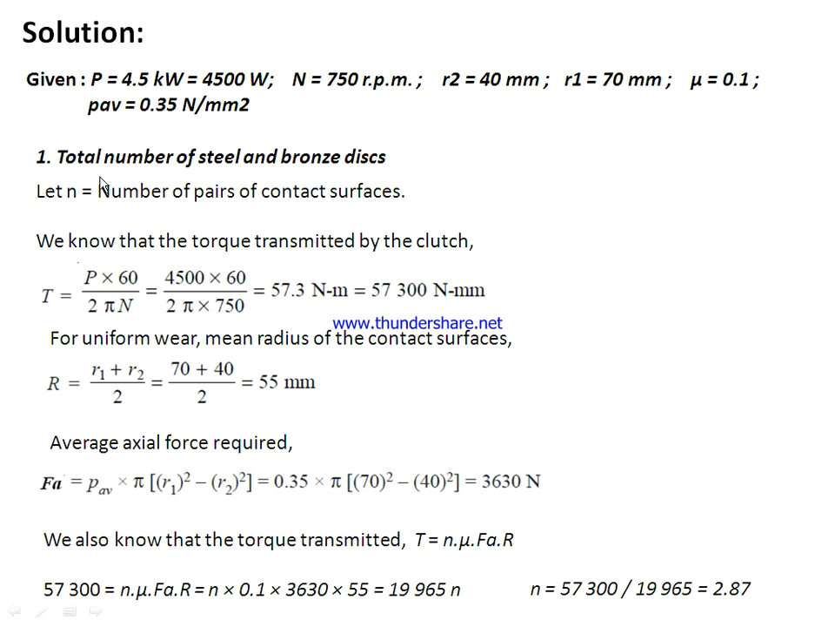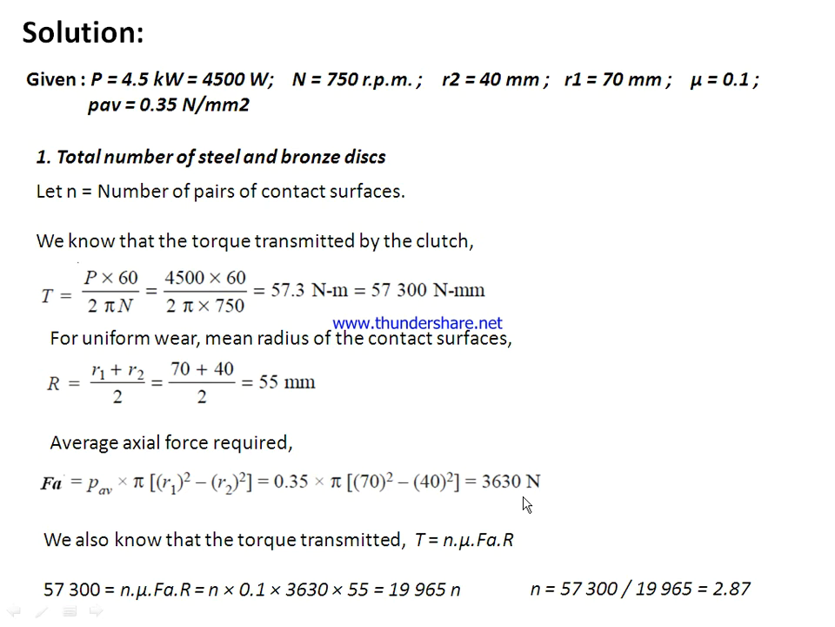Now first of all, we will determine the total number of steel and bronze discs used in this multi-plate clutch. Let n be the total number of pairs of contact surfaces. Now we know this torque equation. Using the torque equation, find out the torque. Here the value of power is substituted and n is substituted. Now for uniform wear, mean radius of the contact surfaces, as I mentioned, unless and otherwise stated, we have to use uniform wear theory. So mean radius is 55 mm, and axial force required to operate the clutch, Fa equal to PAV into pi into (R1 square minus R2 square). So all the parameters are known, we get Fa equal to 3630 newton.